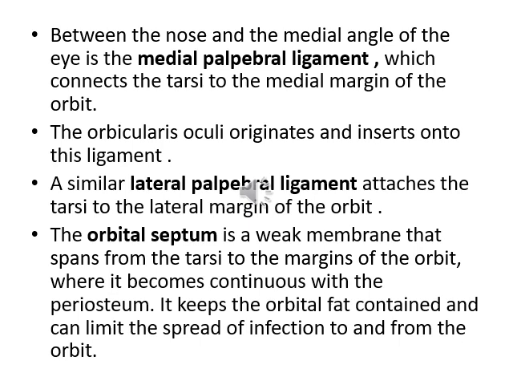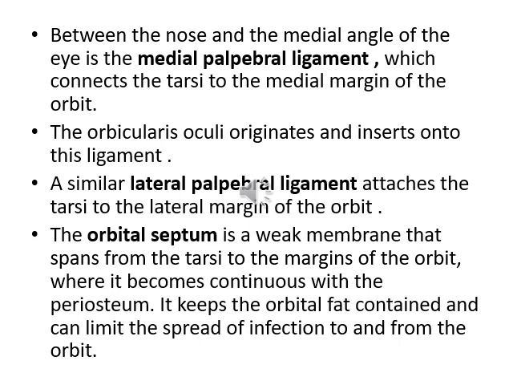The orbital septum is a very important structure in the orbit. It's a weak membrane that usually attaches itself to the periosteum around the orbital margin and becomes continuous anteriorly with parts of the eyelid, to blend with the structures of the eyelid.